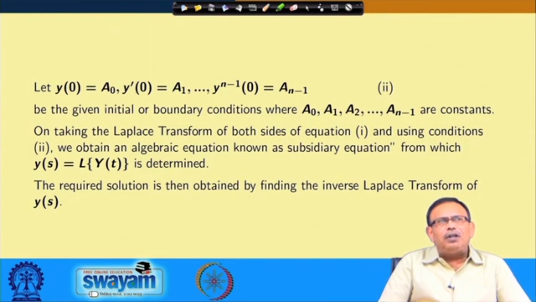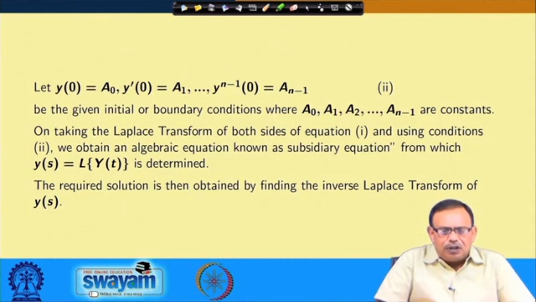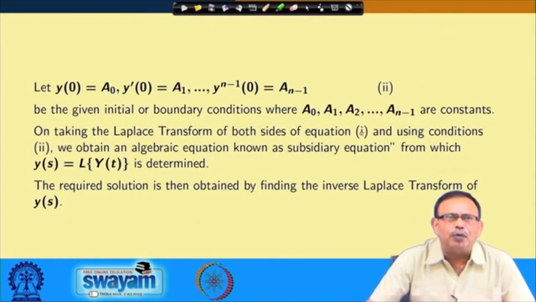Please note one thing over here. All the values of the conditions are given at the point t equals 0. That is, y(0) equals a0, y'(0) equals a1, and so on. If you take a value of the function at any other point, I have to use some other substitution, because whenever I take the Laplace transform, it is always taken at the point t equals 0. If I take the second derivative, the first derivative value will also come in terms of t equals 0. So, let us see how it works.